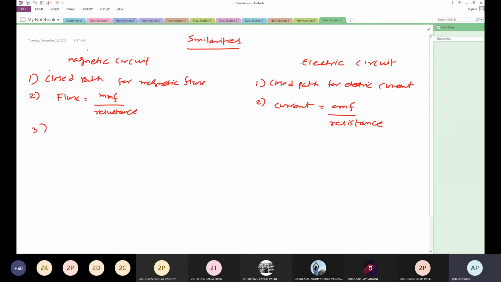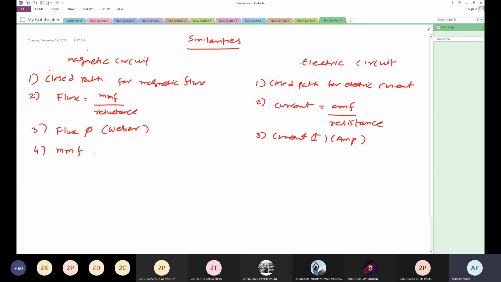Third, flux is denoted by phi, magnetic flux, and the unit is Weber. Here current is denoted by I, and the unit is ampere.